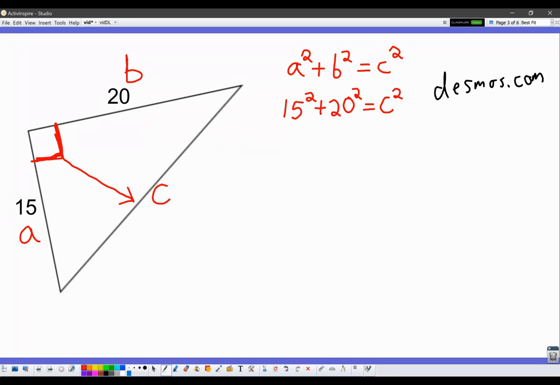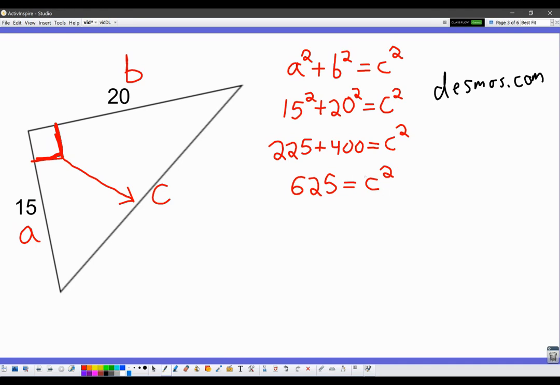But luckily, I know what these numbers give me. 15 squared is going to be 225, and 20 squared is going to be 400. And that still equals c squared. So now I'm going to add these two together. 225 plus 400 gives me 625. That's going to be equal to c squared.